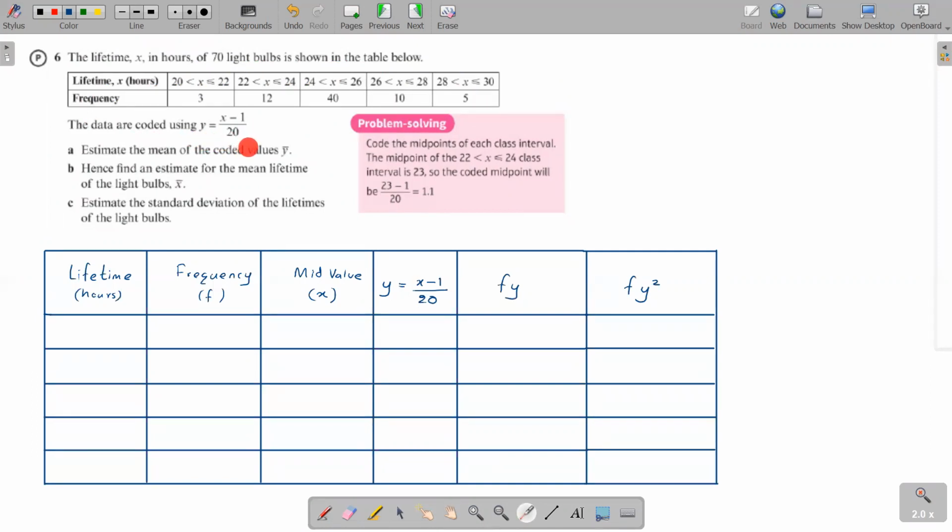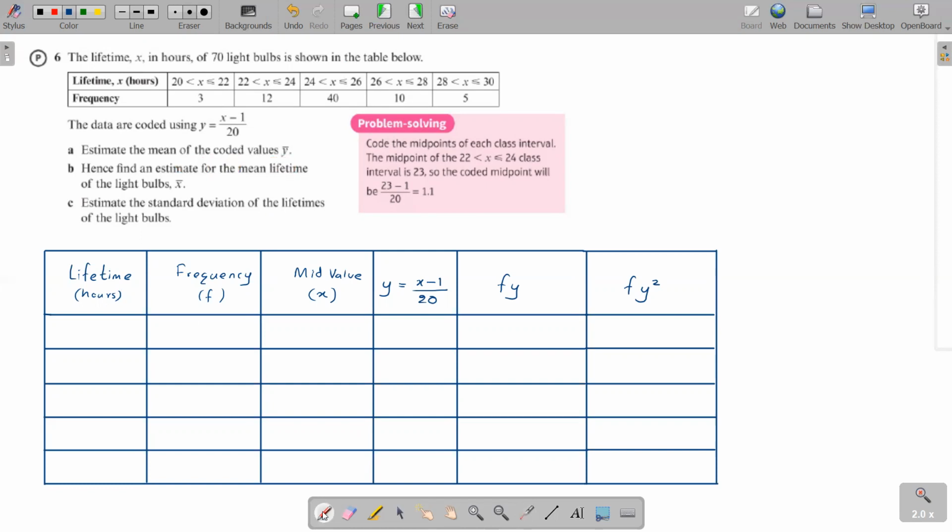However, to code the data, first you need the x values, right? You can see in this case, your x values are given in a range. So when you get x values in a range to code, first you need the proper x value. The proper x value we consider here is the mid value. So let's get the mid value, and they're asking us to estimate the mean of the coded value y, then hence find an estimate of the mean lifetime, and estimate the standard deviation of the lifetime. Before we go into any of that, we first have to get the mean of the coded data.